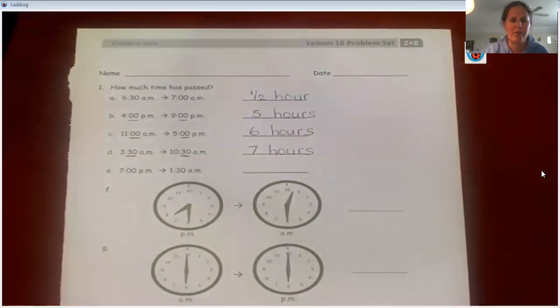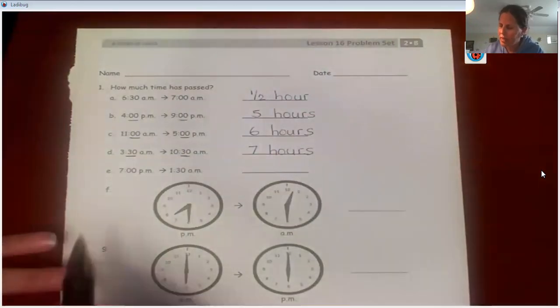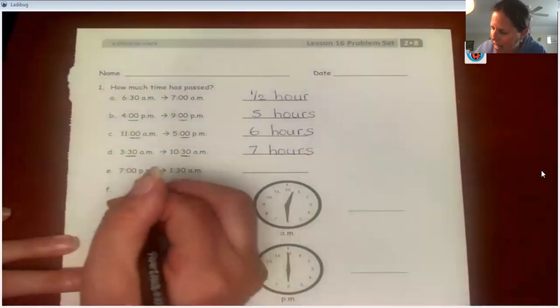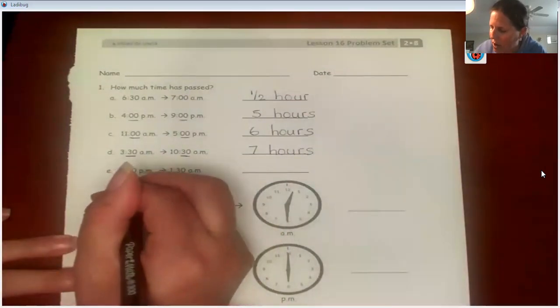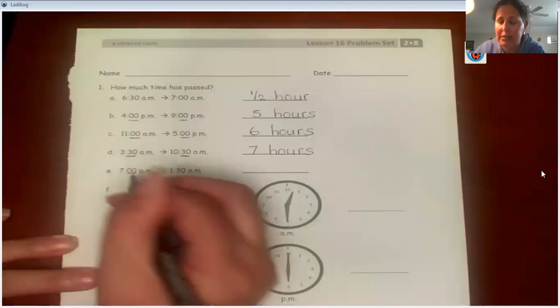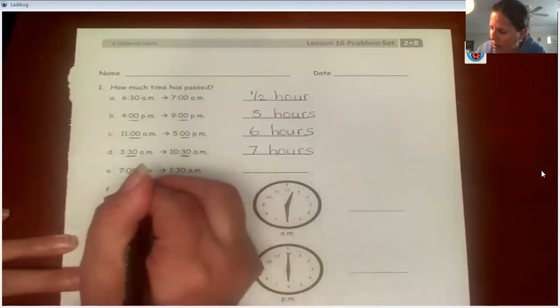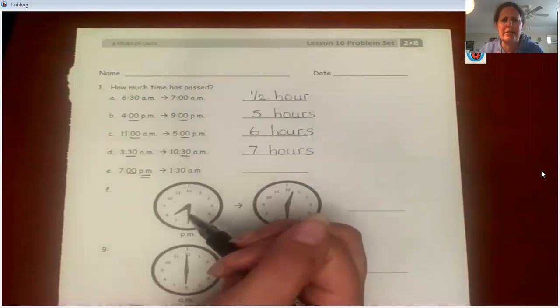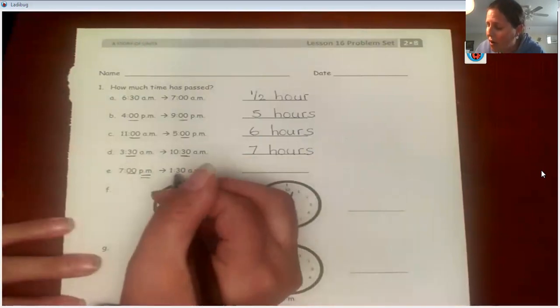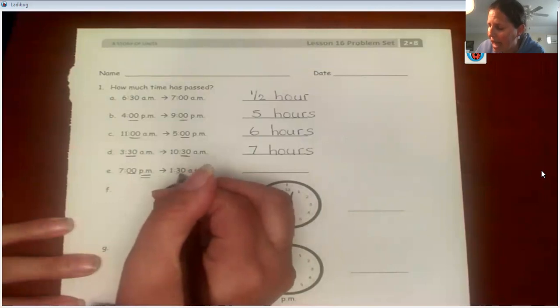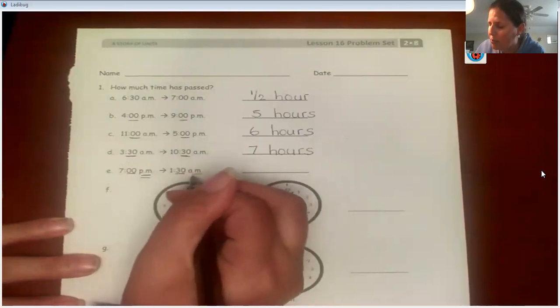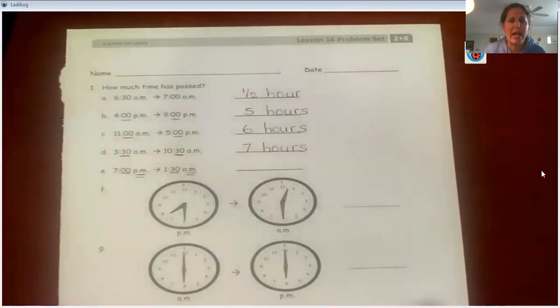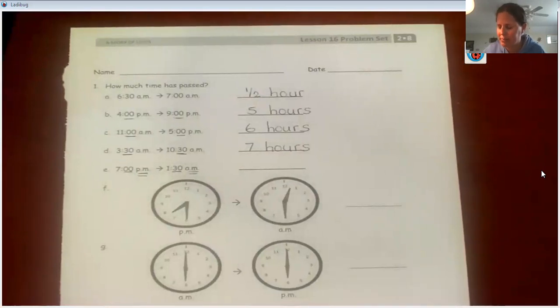to 10:30 a.m. Letter E has us starting at 7 o'clock, so it's a time on the hour, and it's 7 o'clock p.m. That's getting close to bedtime. And our ending time is on the half hour, and it's in the morning. So 1:30 a.m., it's in the middle of the night. Again, we would be in a deep, deep sleep.